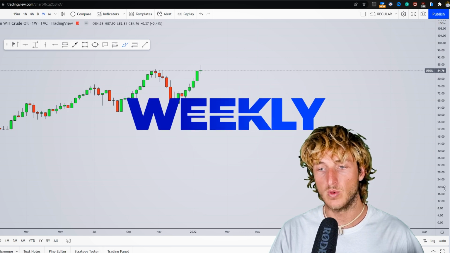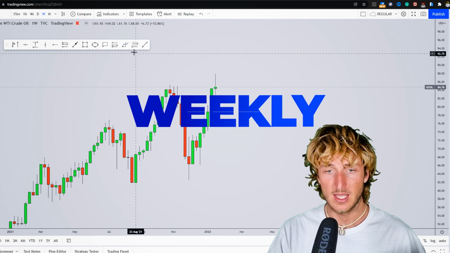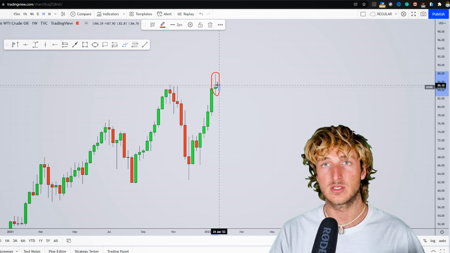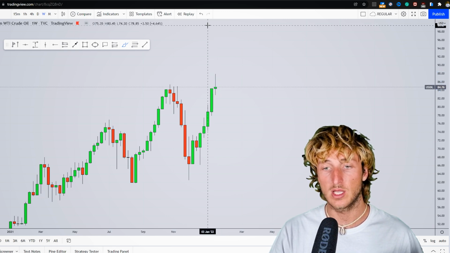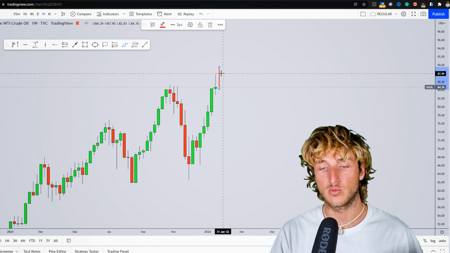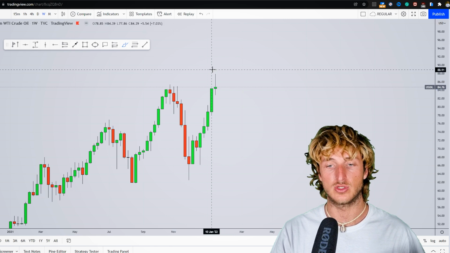Dropping down on the weekly time frame, what do we have? Is a market that has just created this candle here. Now, when you see a candle like this with a green body and a very long wick, what you expect is for the next candle to potentially fill in that wick and provide more continuation to the upside.